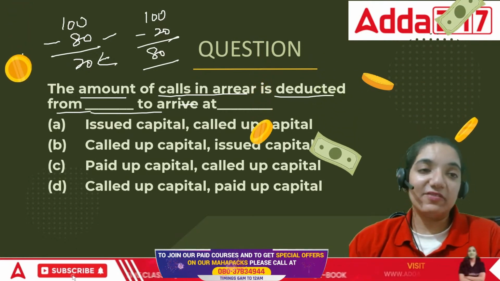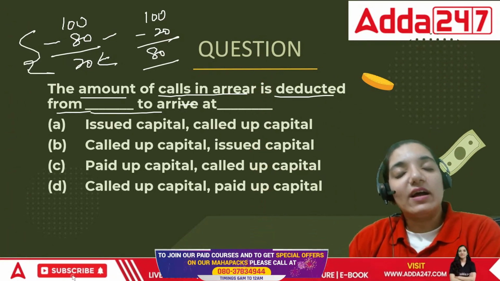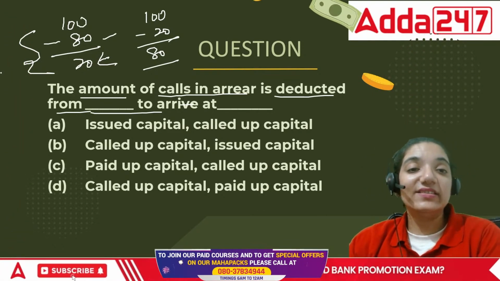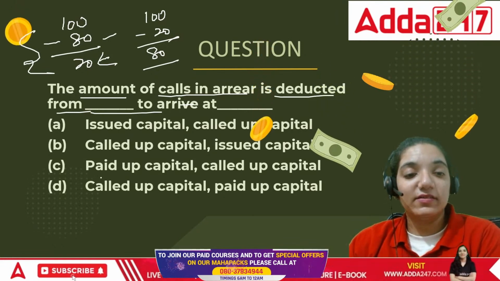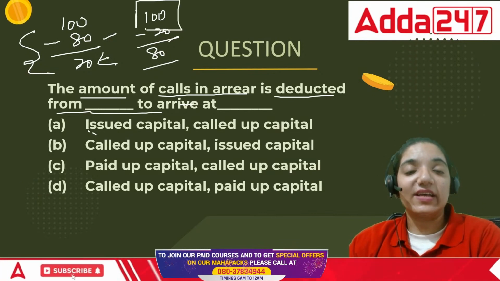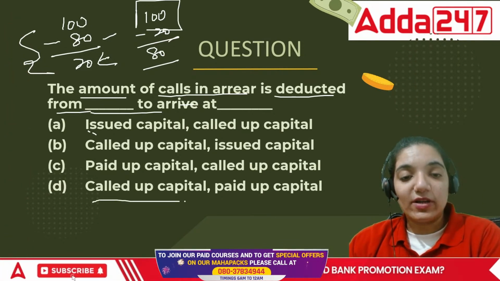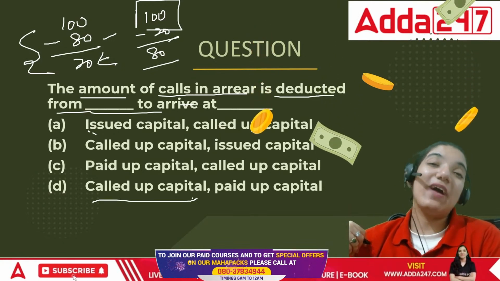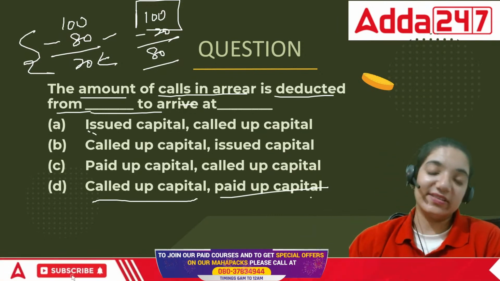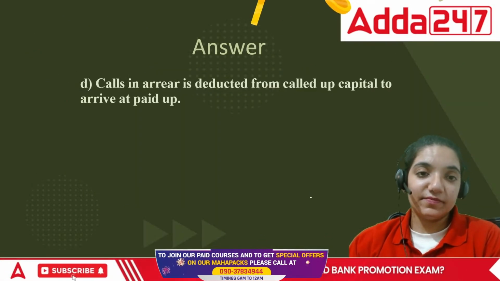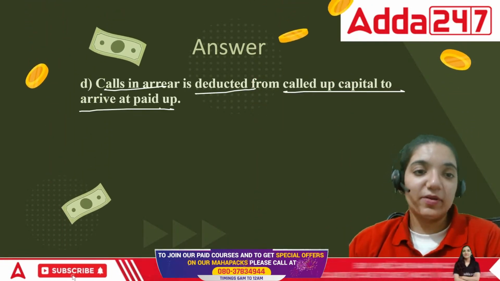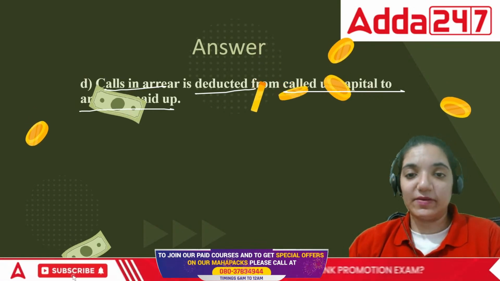Now this was a positive way of looking at it. But when we look at it, out of 100, 20 isn't paid yet, but 80 has been paid. So in this case, this is issued capital and this is called up. This is our called up capital, the amount for which we have asked people to pay, and paid up means the amount which the people have paid to us. So calls in arrears is deducted from the called up capital to arrive at paid up. Okay?